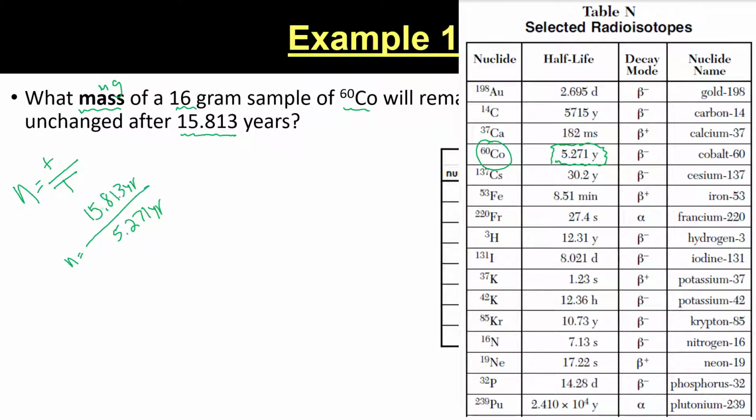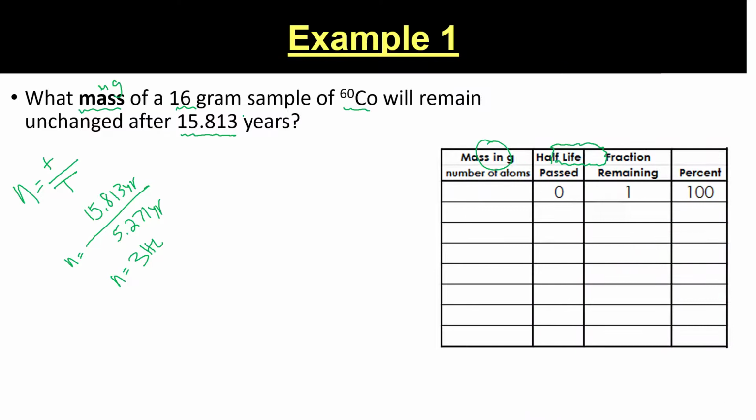So here's my equation, N equals 15.813 years divided by 5.271 years, and that is going to tell me that 3 half-lives have passed. So now I can start to think about, well, if 3 half-lives pass, and I start with 16 grams, I'm going to just fill the chart out.